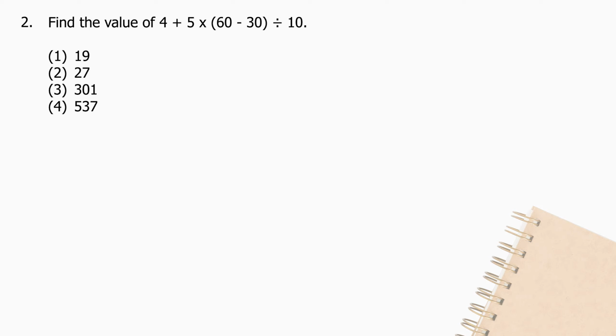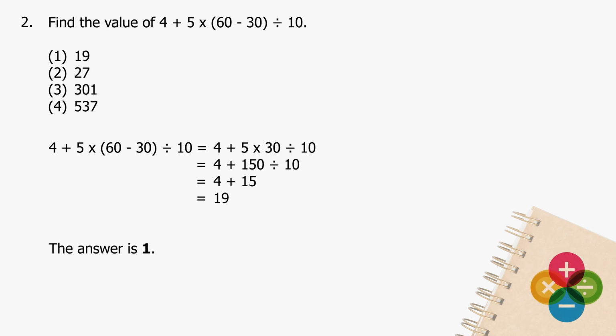Question 2. Find the value of 4 plus 5, multiply by 60, subtract 30, and divide by 10. 4 plus 5, multiply by 60, subtract 30, and divide by 10, is equal to 4 plus 5, multiply by 30, and divide by 10, is equal to 4 plus 150, and divide by 10, is equal to 4 plus 15, is equal to 19. The answer is 1.